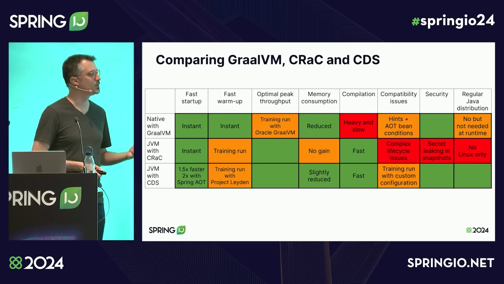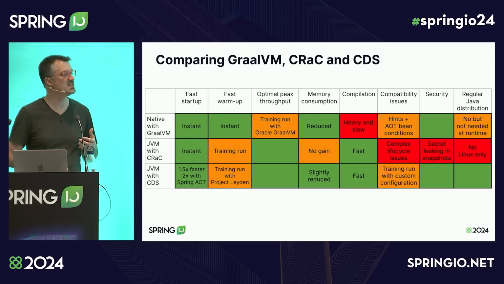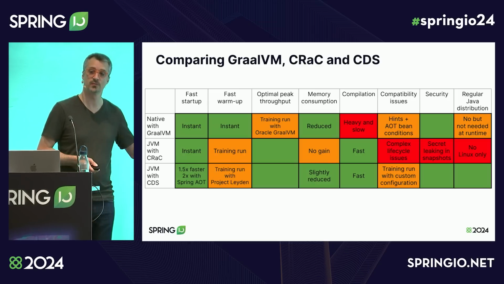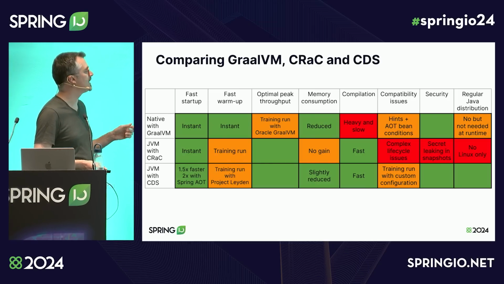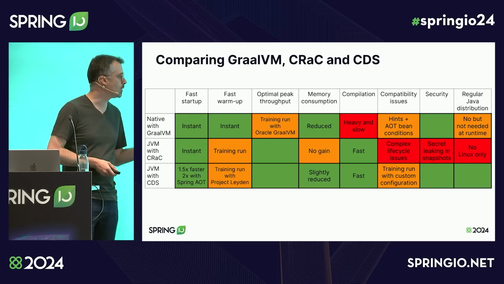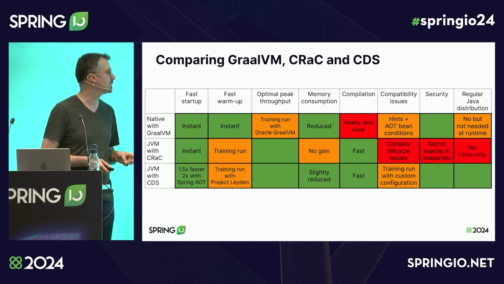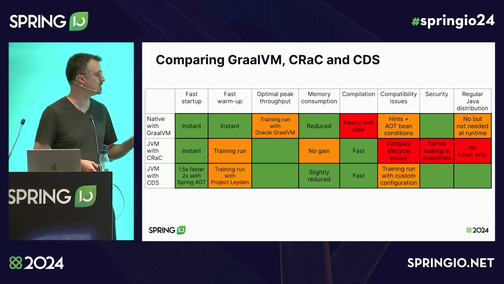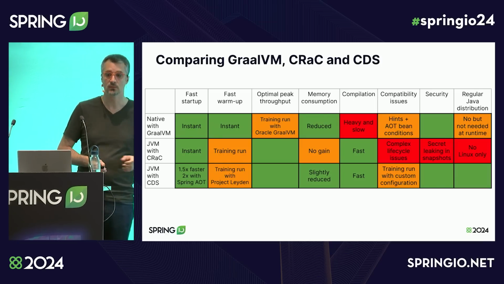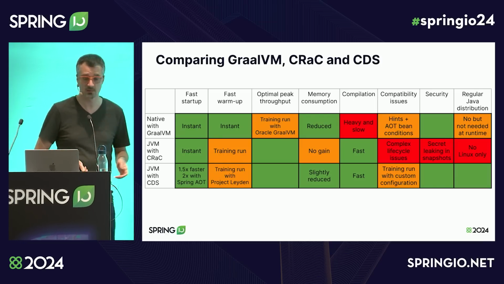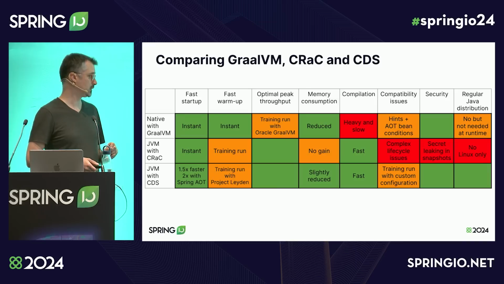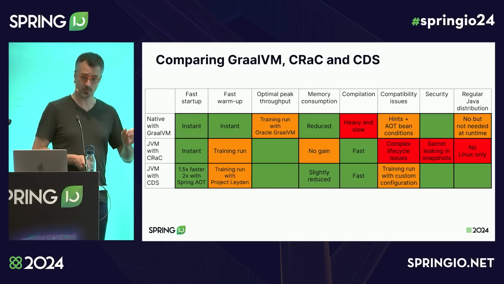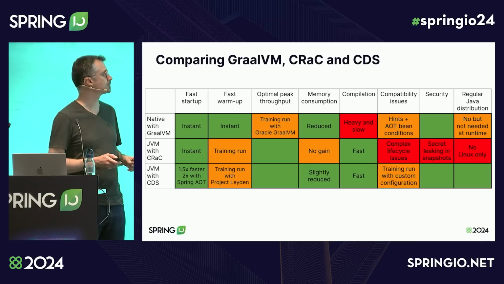And today I would like to focus on the technologies that are easier to use, hence the focus on CDS. With CDS, we have slightly fewer benefits in terms of startup time, but already quite good. We have 1.5x faster with just CDS, 2x with Spring AOT, could be more, could be less, but basically this is the order of magnitude. You are going to have training run capabilities with Project Leyden. I'm going to talk about that a bit at the end of the talk.